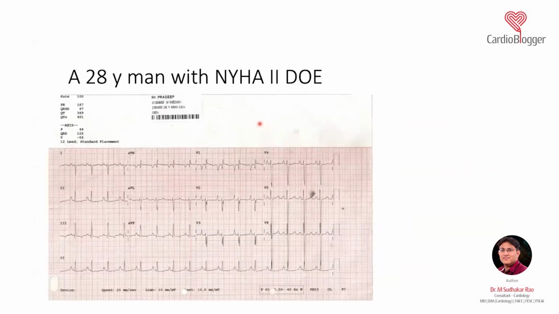Now let's go to another example of ECG, which is of a 28-year-old man with again class 2 dyspnea, NYHA. As I told you, class 2 NYHA means the patient is able to do his routine activities, but anything more than routine activity, like office work, causes dyspnea to the patient.